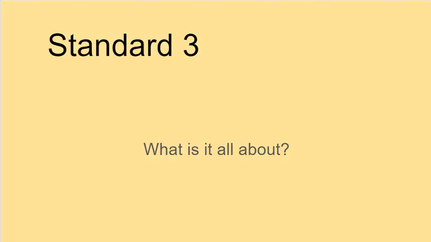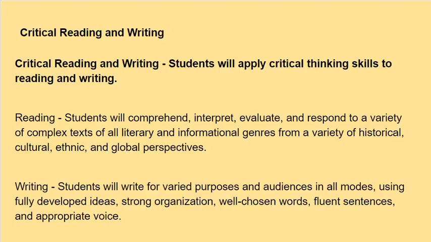Before you get started with the lecture series for Standard 3 for the Oklahoma Academic Standards, let's talk about what it is all about, an overview. It helps to understand what they're wanting out of you for the entire standard before you begin to work on it. In this standard, there are critical reading and writing skills. Students will apply critical thinking to reading and to writing. In the reading portion, they will comprehend, interpret, evaluate, and respond to a variety of complex texts of all literary and informational genres from a variety of historical, cultural, ethnic, and global perspectives.